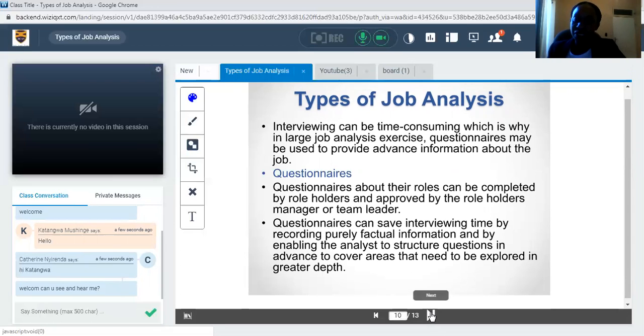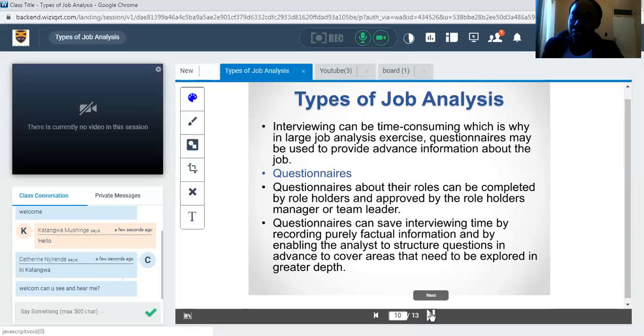Interviews can also be time consuming, which is why in a large job analysis exercise, questionnaires may be used to provide advanced information about the job. So it depends, you can use them side by side, where you also try to use another type of analysis to make the other type that you're using more effective.